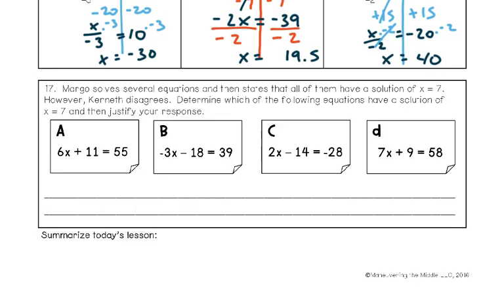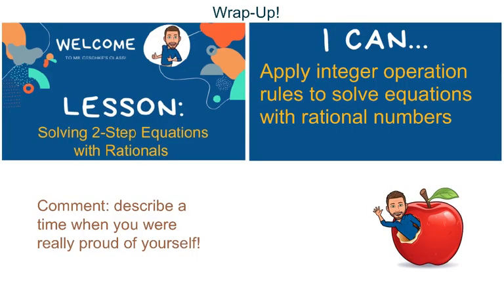All right, so last question. It says Margot solves several equations and then states that all of them have a solution of x equals 7. However, Kenneth disagrees. Determine which of the following equations have a solution of x equals 7, and then justify your response.